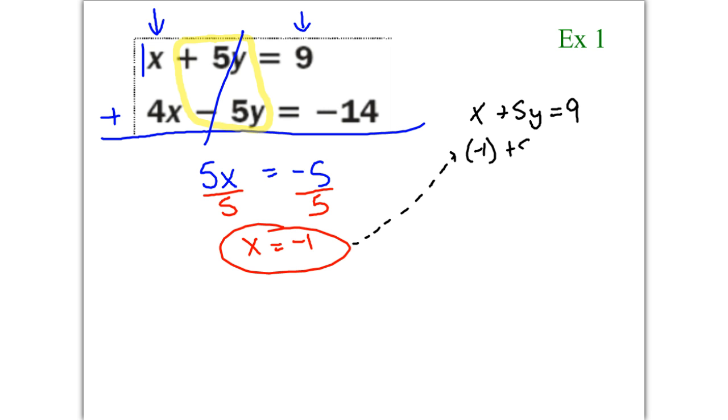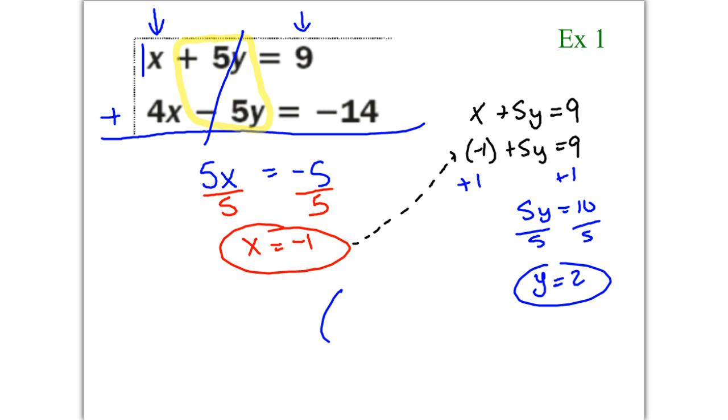-1 plus 5y equals 9. We will add 1 to both sides. We get 5y equals 10. And dividing by 5 gives us y is actually 2. So our solution to this ordered pair is -1, 2. So that's combination or elimination when the terms cancel out pretty quickly and pretty easily.